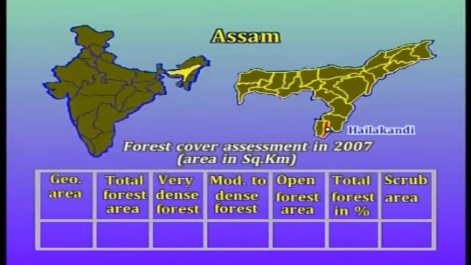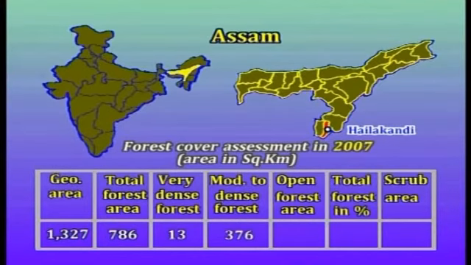District Hailakandi. The geographical area of Hailakandi district of Assam is 1,327 square kilometers in 2007. The total forest cover is 786 square kilometers, out of which the very dense forest cover is 13 square kilometers. The moderate to dense forest cover is 376 square kilometers. The open forest cover is found to be 397 square kilometers. Altogether, these forests cover about 59.23% of the geographical area of the state. The scrub cover is also found to be 5 square kilometers.